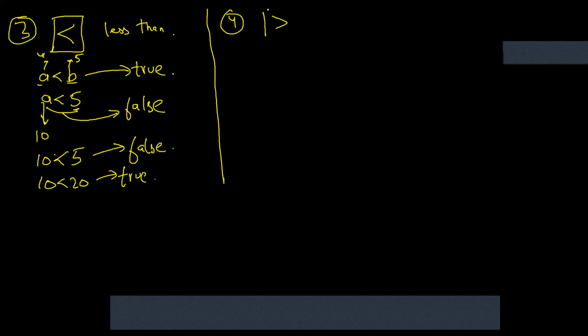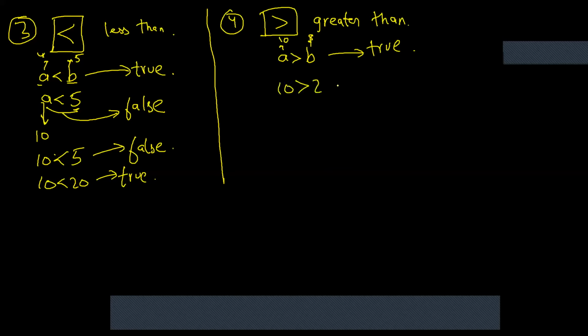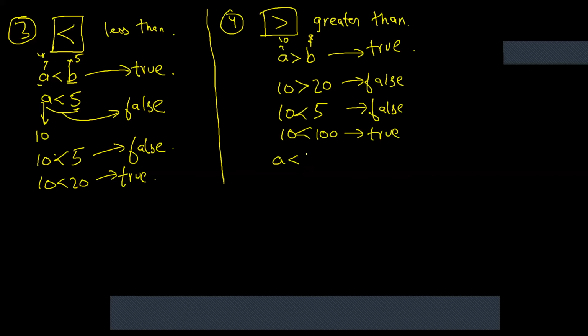There's something called greater than. So it is basically this one, the same thing. If this guy is 10 and this guy is 8, then true. Same thing: 10 is greater than 20, false. 10 is less than 5, false. 10 is less than 100, true. Correct. A is less than 100.